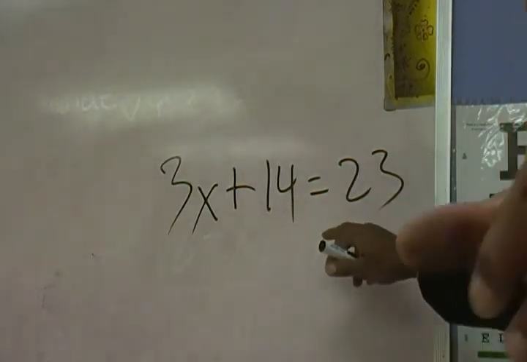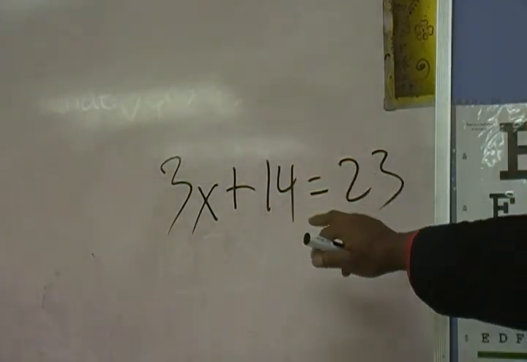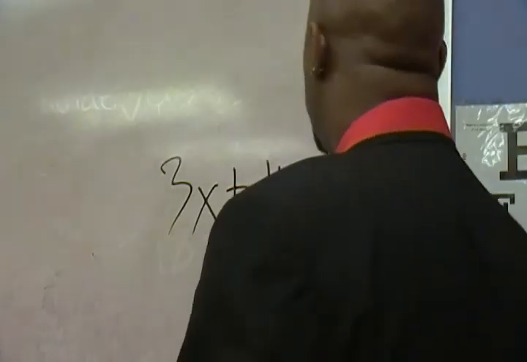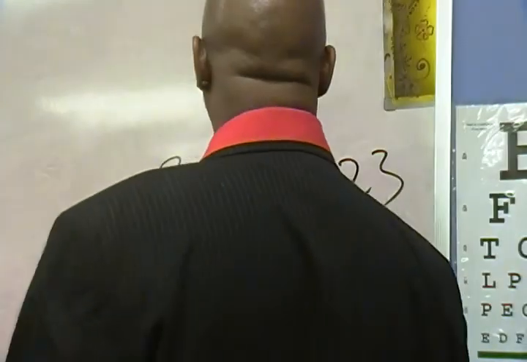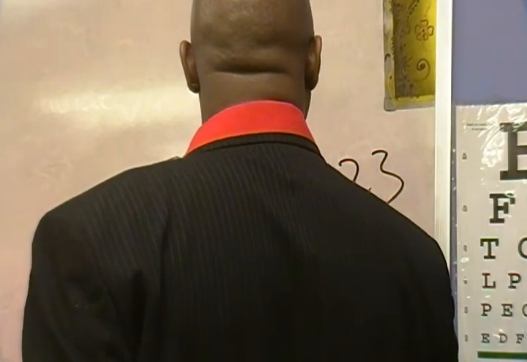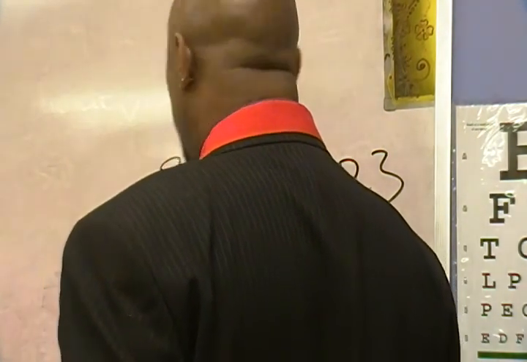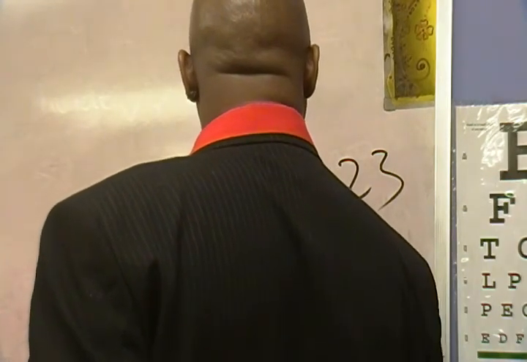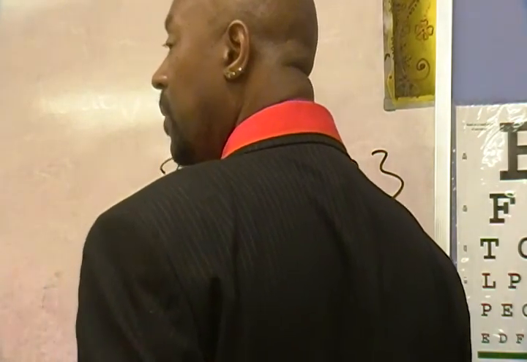Roberto and Sherry, how are we gonna get rid of this 14? Subtract the 14. And what we do to this side, we're gonna do to that side. So we're gonna minus 14 here. We're gonna minus 14 here. Right? So those are gonna cancel out, so that's gonna give us 3x equals what?